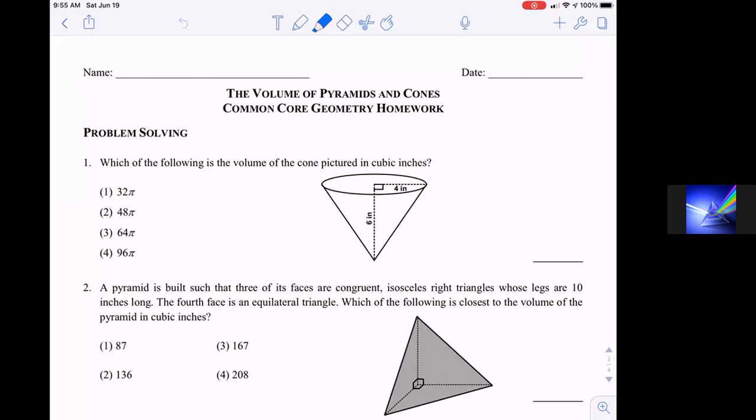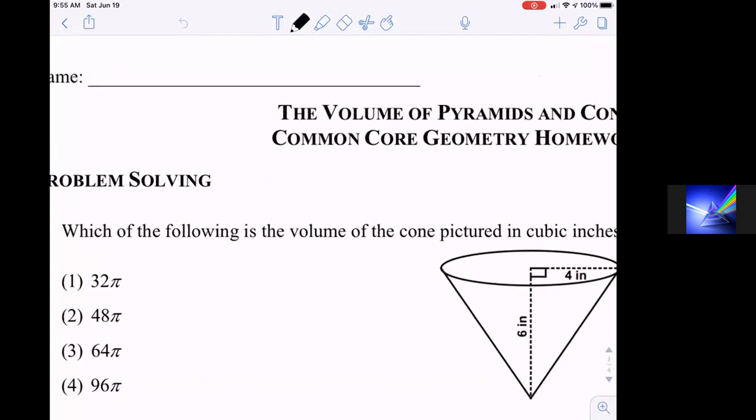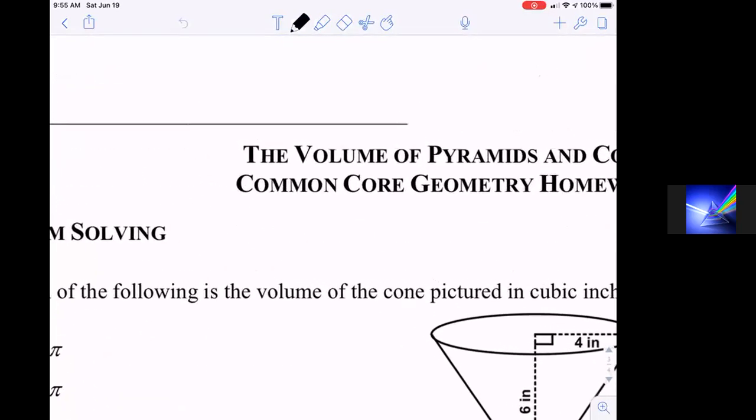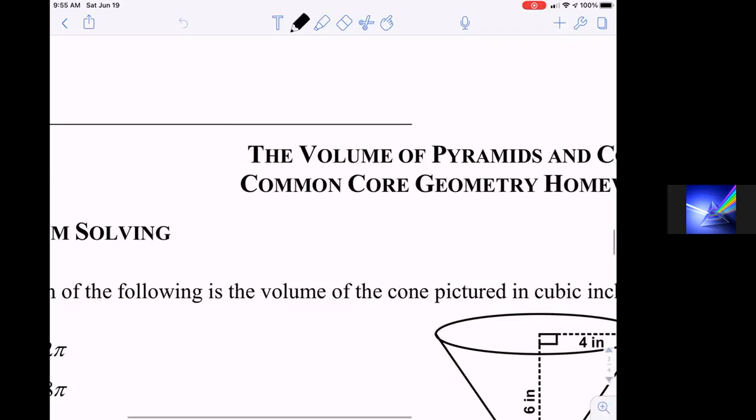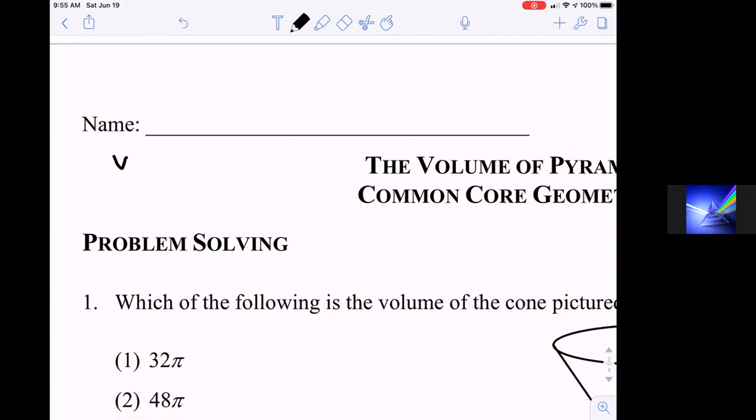Let's begin. In order to find the volumes of pyramids and cones, we need to understand, based on our lesson, that a pyramid and a cone really represents one third of an entire right shape. A right figure would be a right cylinder or a right prism, something where we went to the area of the base. The volume of a right prism was the area of the base times whatever the height was.